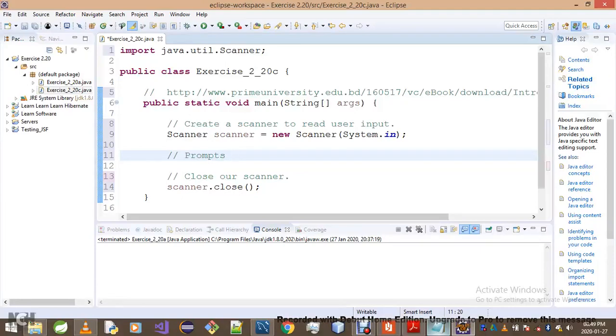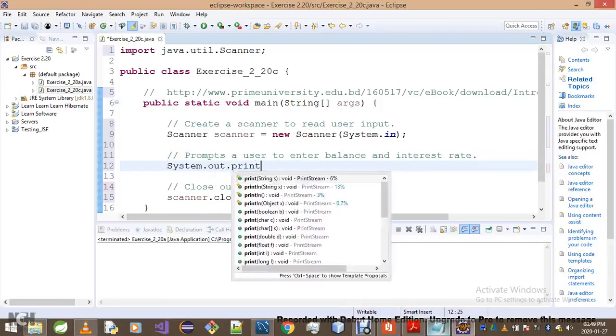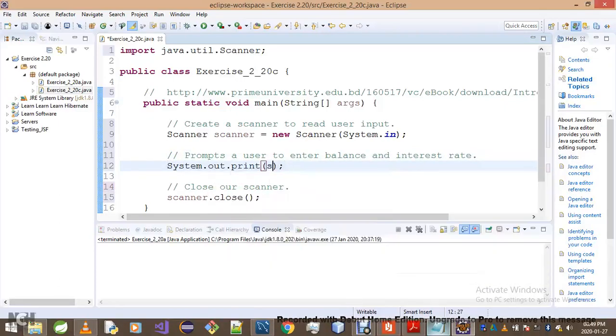So what we want to do is prompt a user to enter balance and interest rate. Okay, let's do so. We've been talking too much. It seems like it is time to give out the solution. Enter balance and interest.